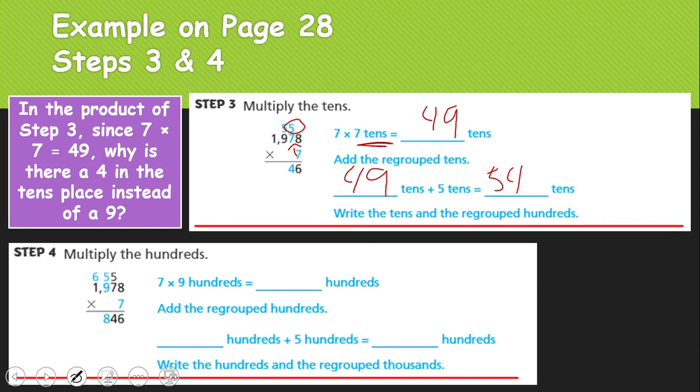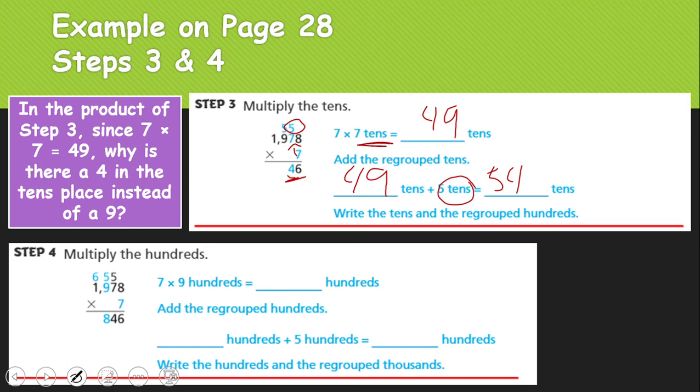In the product of step 3, since 7 times 7 equals 49, why is there a 4 in the tens place instead of a 9? Good, you should have stated there's a 4 here in the tens place, because when we added our regrouped 5 tens, it changed our product from 49 to 54.